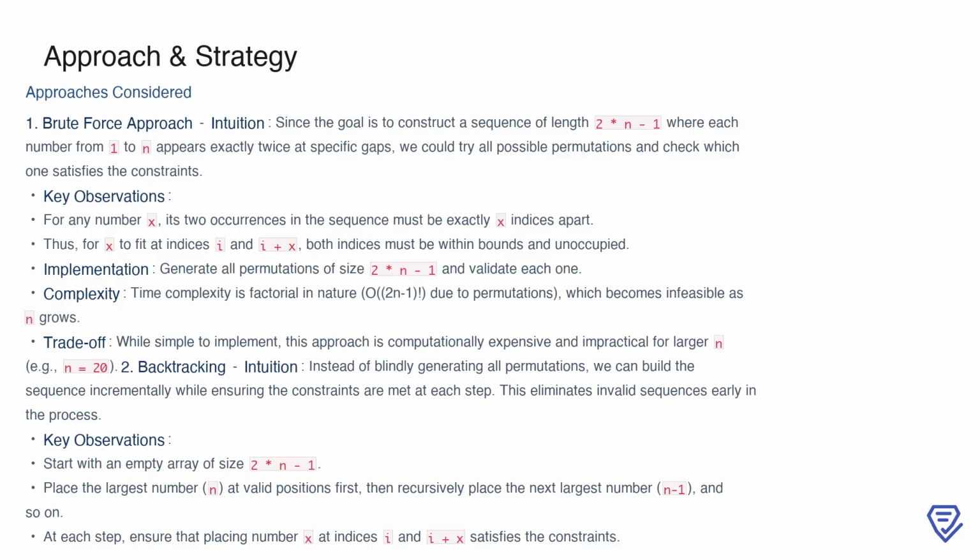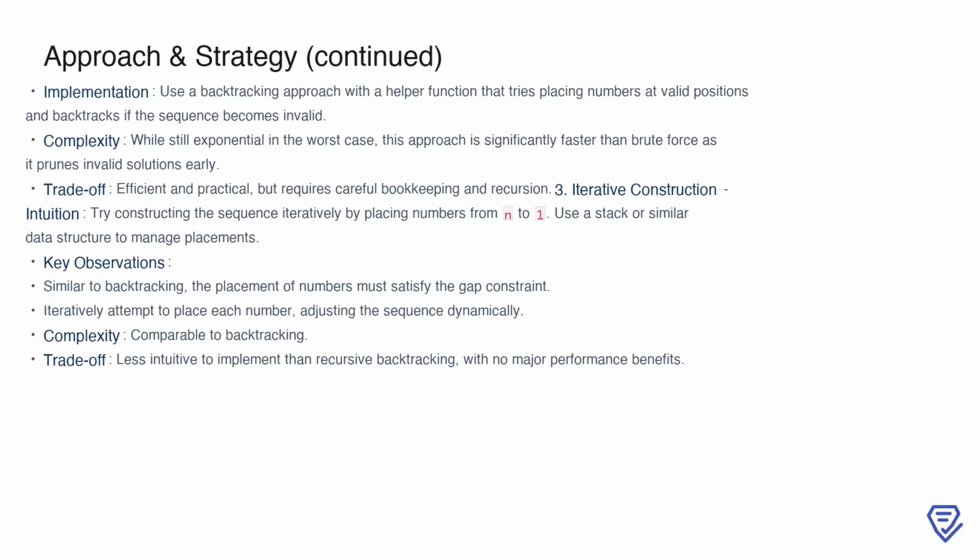Recognizing this limitation, we turn to more efficient methods like backtracking. Now, backtracking offers a more strategic alternative to brute force. Instead of blindly generating all permutations, this method incrementally builds the sequence while ensuring the constraints are met at each step. This allows us to prune invalid sequences early, avoiding unnecessary computations. The process begins with an empty sequence of size 2n - 1.